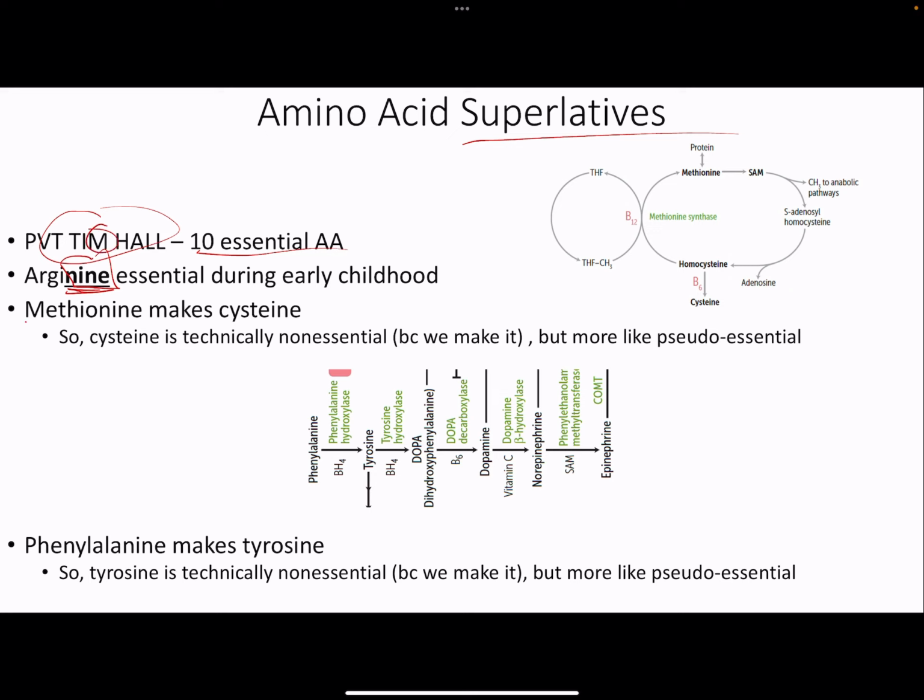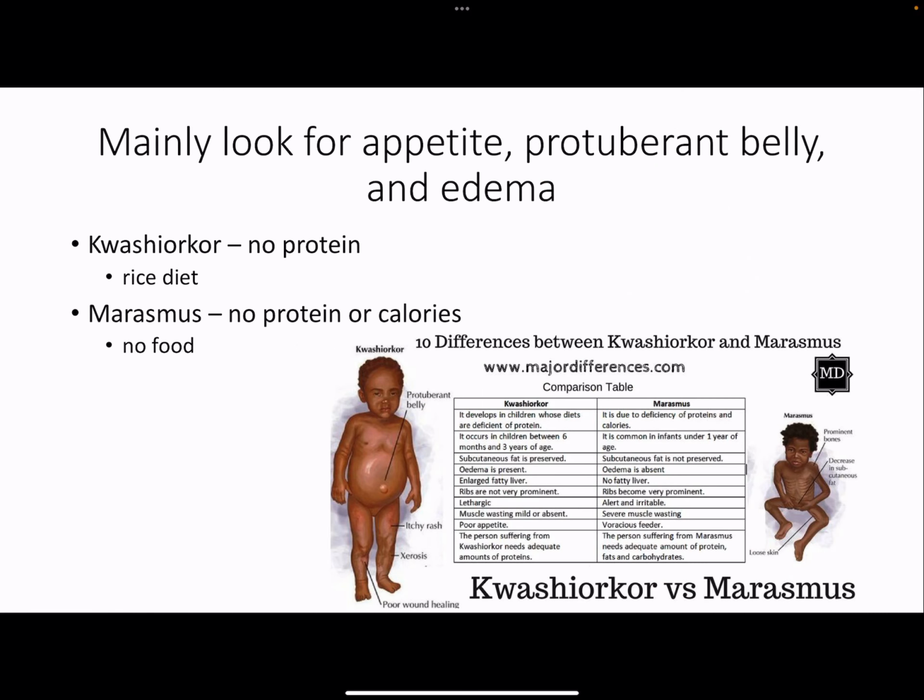Methionine might be essential. We need to get that from our diet. But technically, methionine can make cysteine. So cysteine is not essential. If you have enough methionine, you're good on cysteine. But it's like pseudo-essential, because if you don't have methionine, then the cysteine goes away. Same thing with phenylalanine and tyrosine. Phenylalanine makes tyrosine, so we can also consider tyrosine to be pseudo-essential.